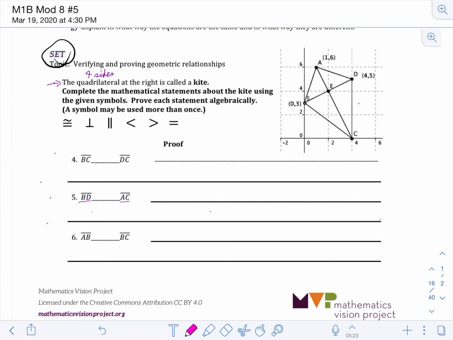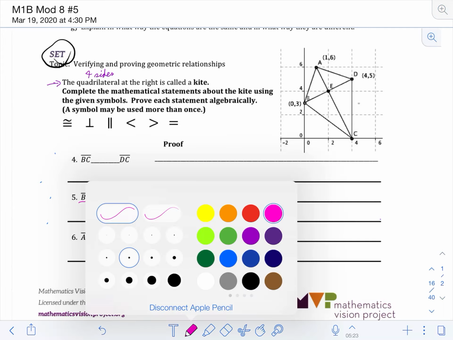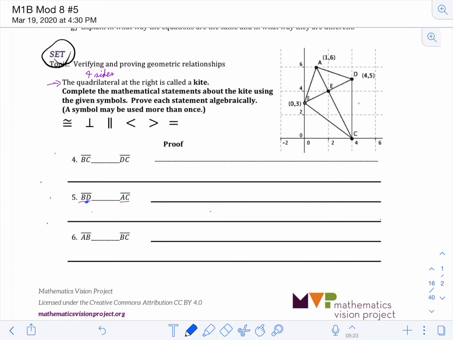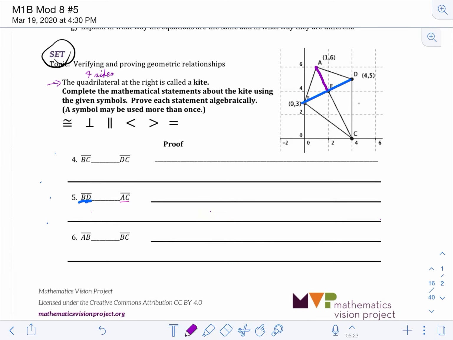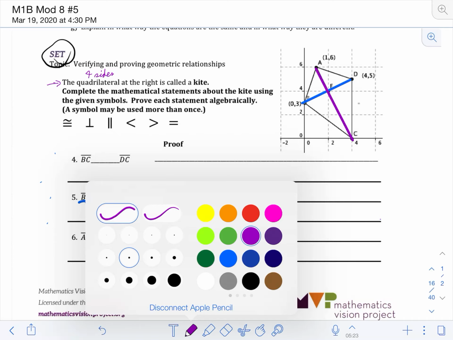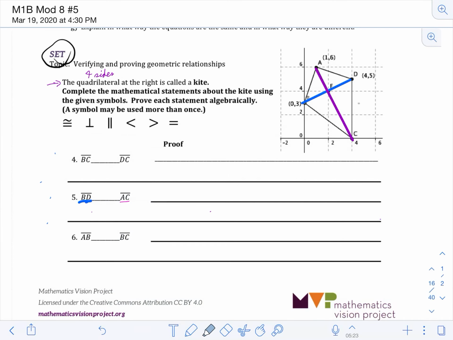Okay, so because we're working on number 5 here, BD and AC, we want to look at those two lines and see the relationship between them. First I'm going to find BD. BD is right here. Take a look at that line and compare it to this line right here. How are those two lines related? Well, this problem gives us a little bit of a guide. There are several different options that we can choose, and we'll go through these options one at a time.